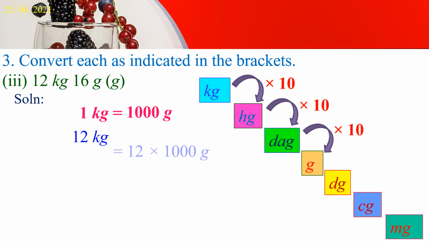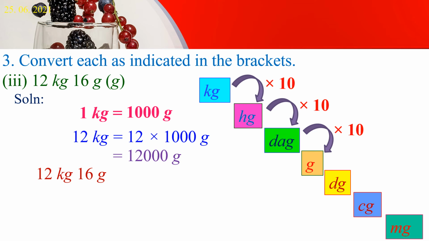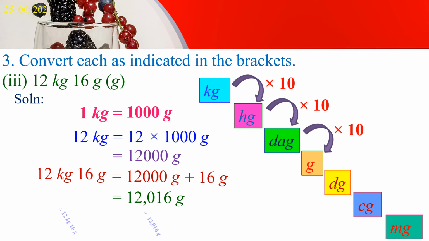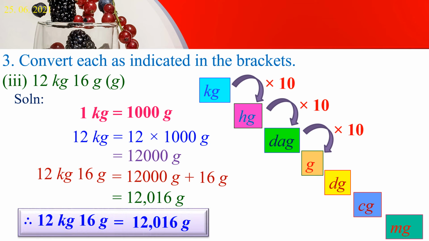For 12 kg, we multiply 12 with 1000 to convert it to gram. So 12 kg is equal to 12,000 g. Now, we place 12,000 g in the place of 12 kg in the question. 12 kg 16 g is equal to 12,000 gram plus 16 gram, and adding them we have 12,016 gram. Therefore, the solution for 12 kg 16 g is 12,016 g. This is the solution.